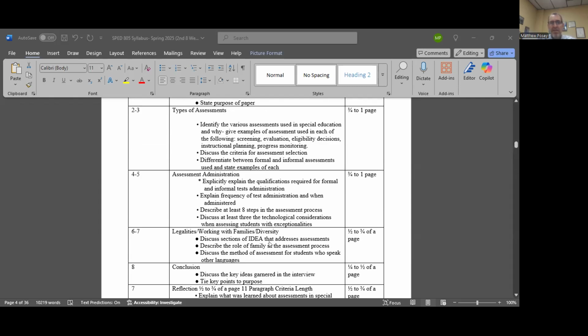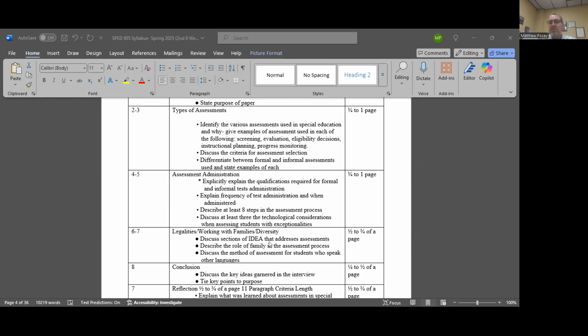The next section will be legalities and working with families of diversity. We'll discuss any sections of IDEA that specifically address assessment, and the role of the family in the assessment. We hope that the family is involved. So a little bit about your person's experience through that, and also discuss methods of assessment for students who speak other languages if you have a lot of diversity in your school district.